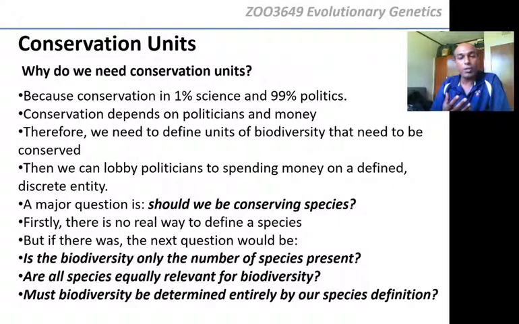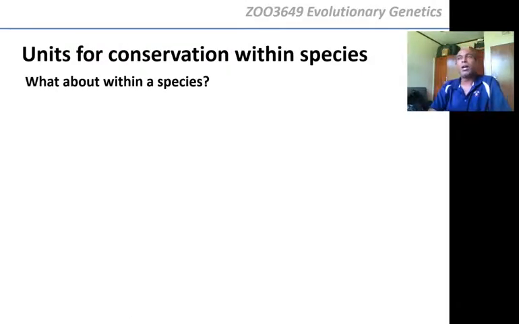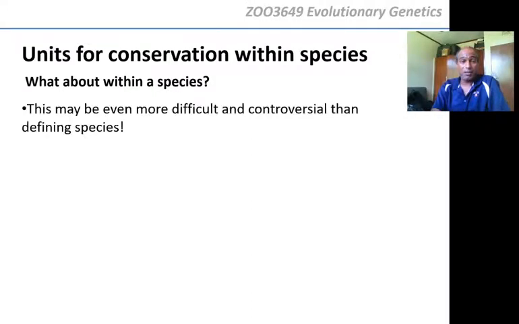These are actually questions which are very important, because one measurement of biodiversity, don't forget, is genetic diversity. In fact, it's the most basic measurement of biodiversity, okay? And within a species, it is even more difficult, as you know, to define units within a species, because we can't even define a species properly. How are we going to define units within a species?